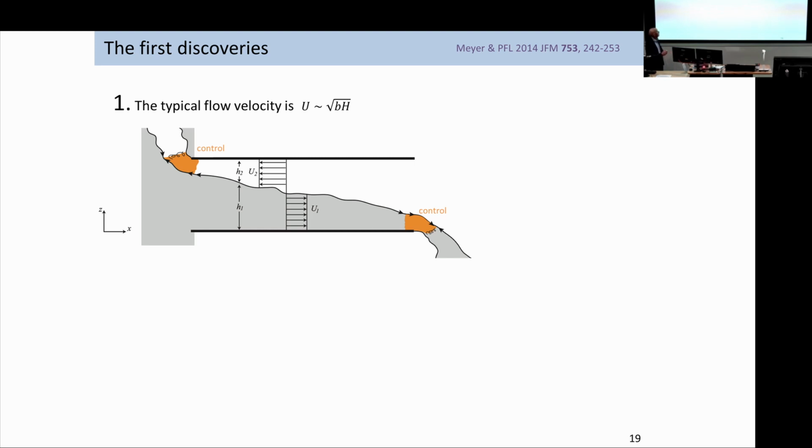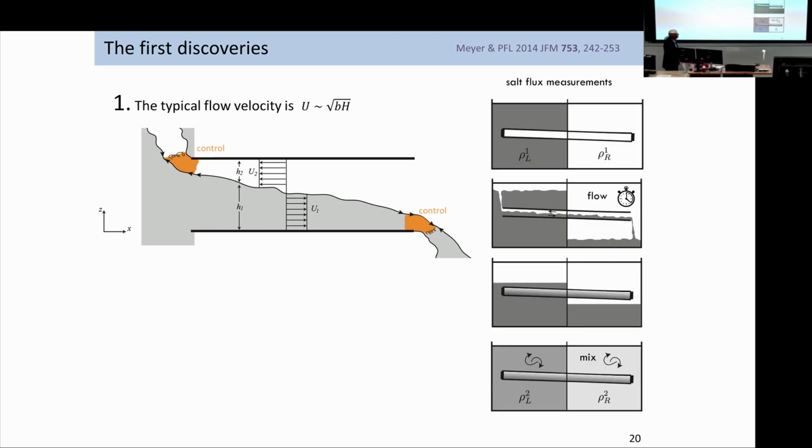Okay, so what did we discover? This I did with Colin, as I said, about 10 years ago. We first of all discovered that the flow is hydraulically controlled. How do we do that? What we did was to open the duct, run the system for a while, stop it, measure the mass, measure the densities afterwards, and from the difference in density before and after, you can work out how much mass has been transferred.